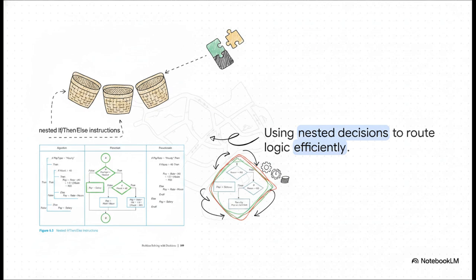When logic requires one decision to be embedded inside another one, kind of like nesting baskets, we use nested if-then-else instructions. This flowchart illustrates it brilliantly. It checks if an employee's pay type is hourly first. Only if that is true does it step inside the nested decision to check if their hours are over 40. If they aren't hourly to begin with, like say they're salaried, the false branch skips that overtime check entirely. It's a highly efficient way to route your logic.